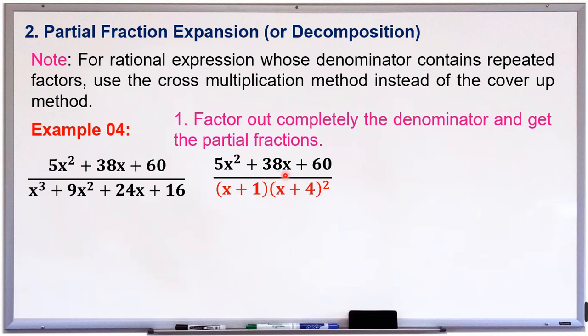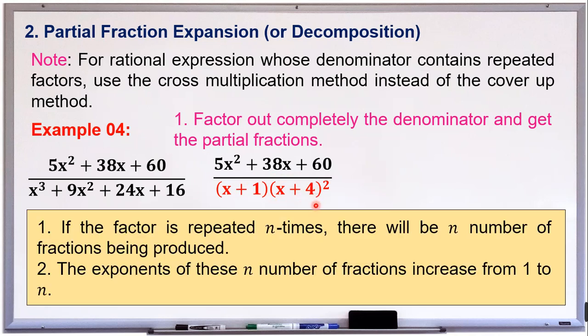So since the factor is repeated twice, our n is equal to 2. Therefore, we will start the exponent of our denominator for x plus 4 by 1, and then we're going to terminate that one by x plus 4 raised to the power of 2. So these are our partial fractions: A over the first factor, and then B over the repeated factor x plus 4, then plus C over the repeated factor x plus 4, but we're going to increase the exponent by 1.